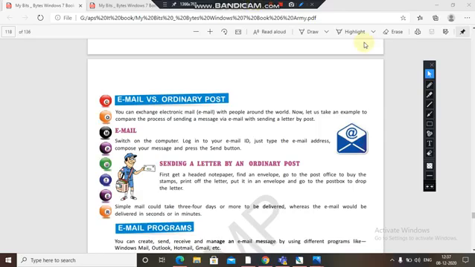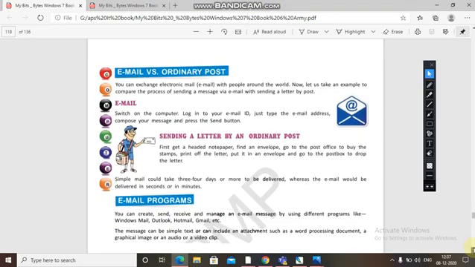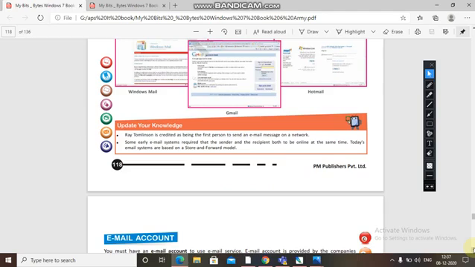Now email programs. If you see different email programs, there are companies who are providing you the email addresses. Email programs are Windows Mail, Gmail, Hotmail.